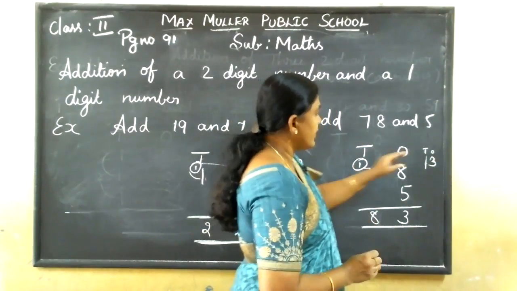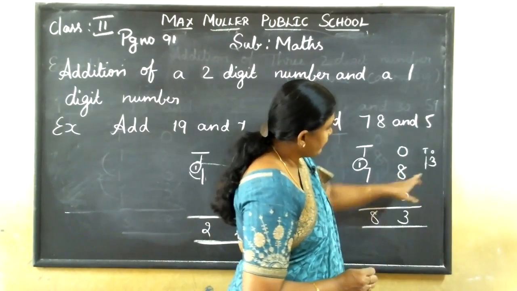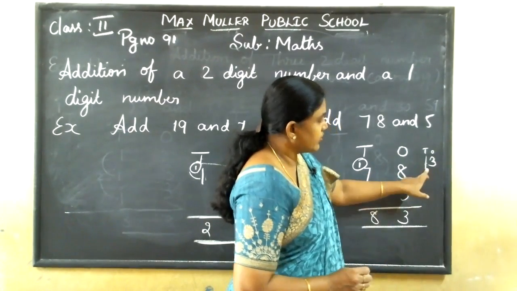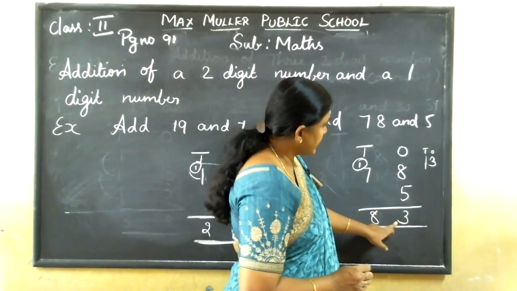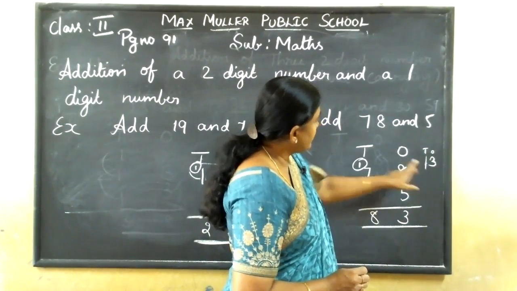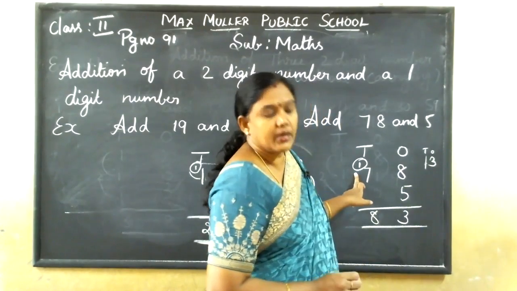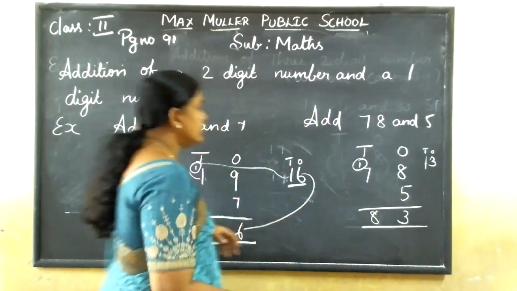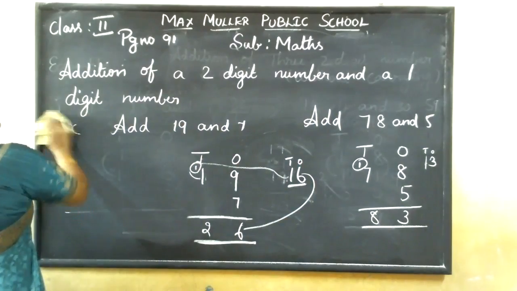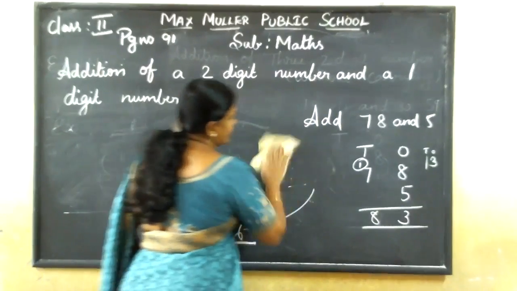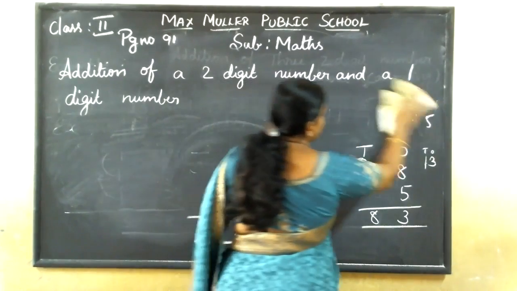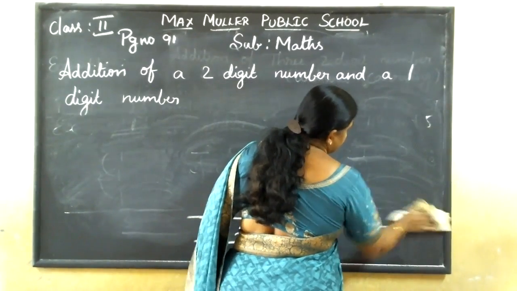Understood, children? If we get 13, you don't write 13 only. Take the ones number, 3, and carry the tens number to the tens column. Understood, children? Now we will go to the textbook. There is a place to write. Sharpen your pencil when you are writing in the textbook. Write neatly.